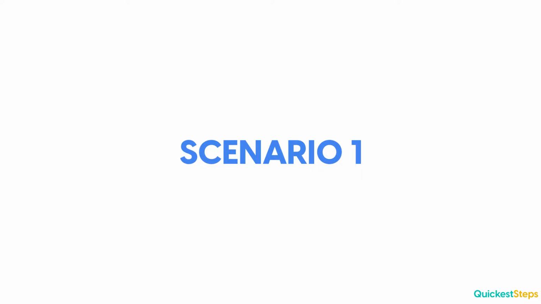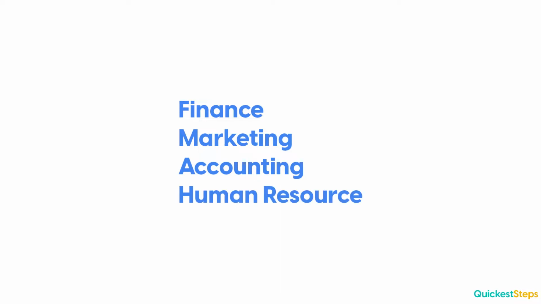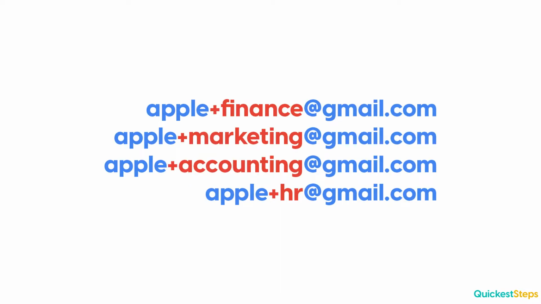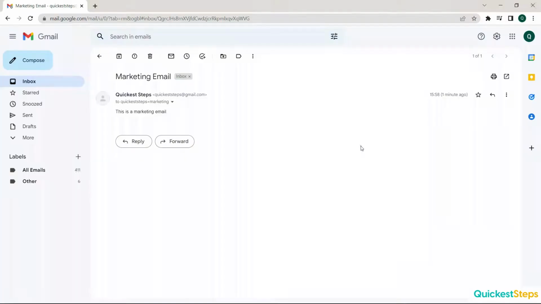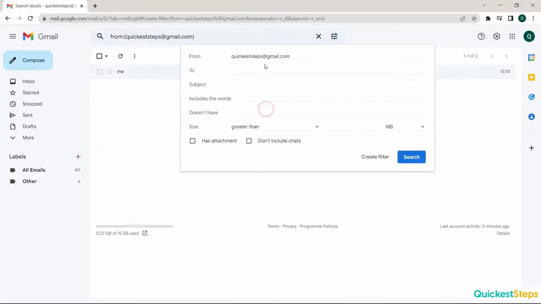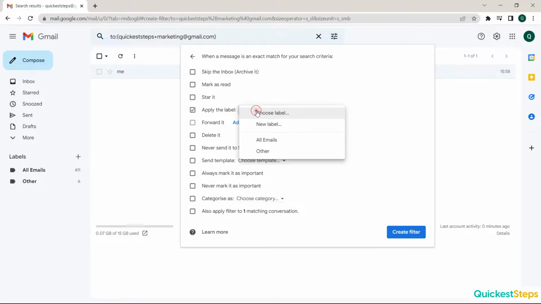If you are the founder of a new startup company using a free Gmail service, let's assume your email address is apple@gmail.com and you have a few departments, such as finance, marketing, accounting, and human resources. You can have an email like this without spending extra money. If anyone sends using these emails, it will go to the apple@gmail.com inbox. You can also set up a filter to move these emails to designated labels, which act as folders.